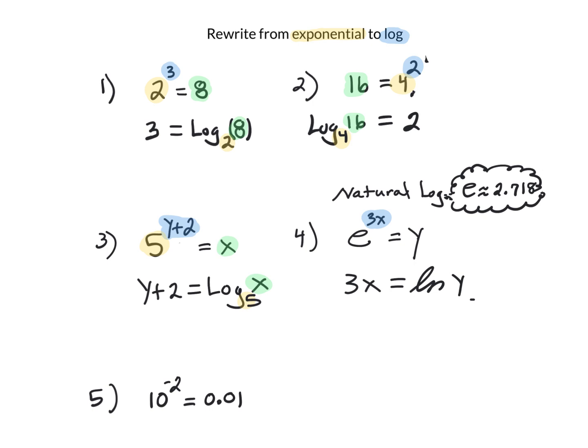So remember, the base is always the base of the log. So that technically is log base e. But when it's a natural log, we just use ln and we drop the log.